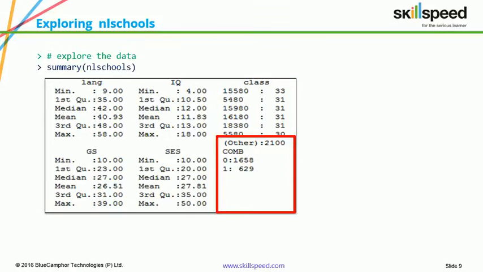COM is a binary variable, so we have a frequency or count for 0 occurrences and 1 occurrences. 0 occurs 1658 times, whereas 1 occurs 629 times. Whereas for the class variable, these are the frequencies for the class IDs, which denote how many pupils were there in that particular class. Now let's start exploring the SES column.